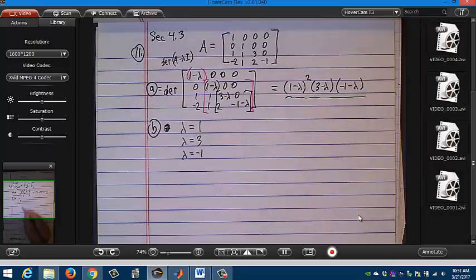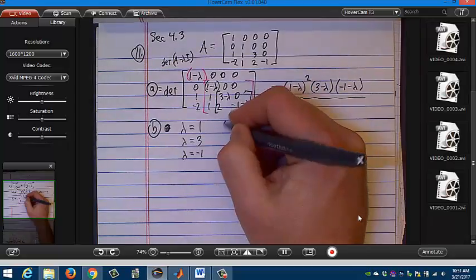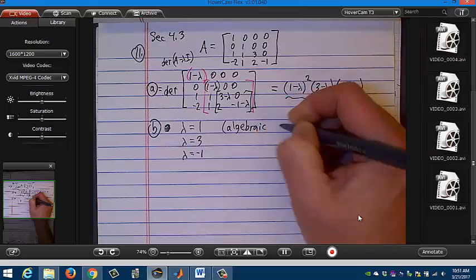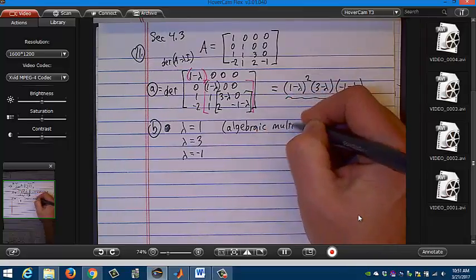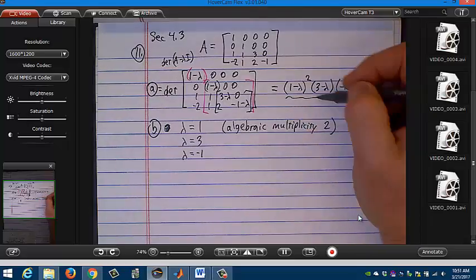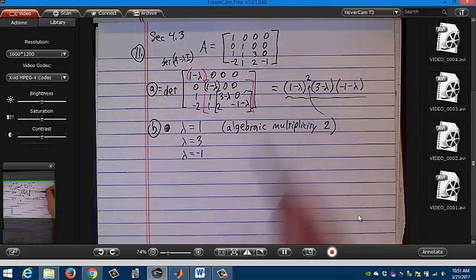And I want to talk about multiplicity, because this was an idea we hit before break, but I think it's worth reviewing again. What can you tell me about multiplicity? The algebraic multiplicity of 1 is 2. That's right. This has algebraic multiplicity 2, because there's a 2 there. The other ones are algebraic multiplicity 1.